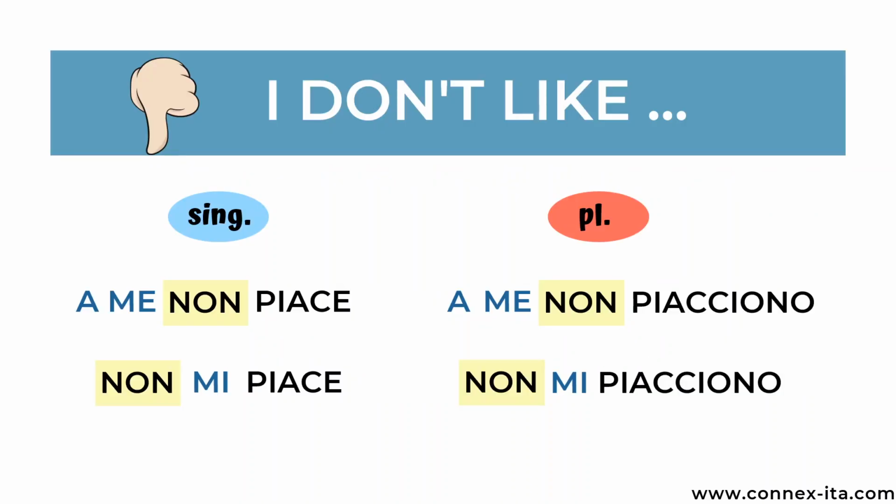Let's move on to how to say that you don't like something. It's very easy because you only need to add the word non before the verb. So in the singular it becomes a me non piace or non mi piace. And in the plural, a me non piacciono or non mi piacciono.